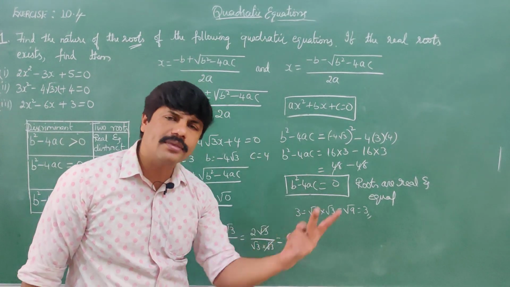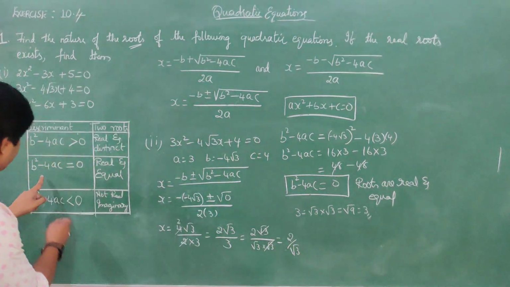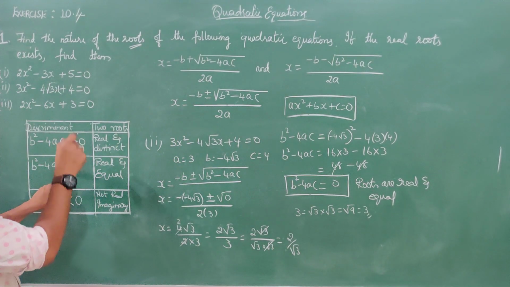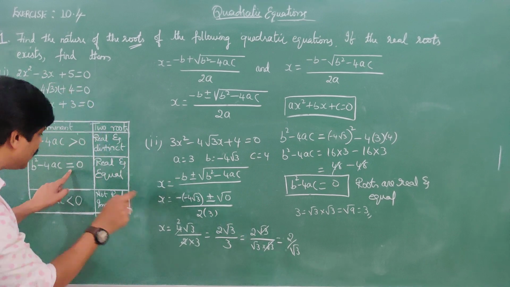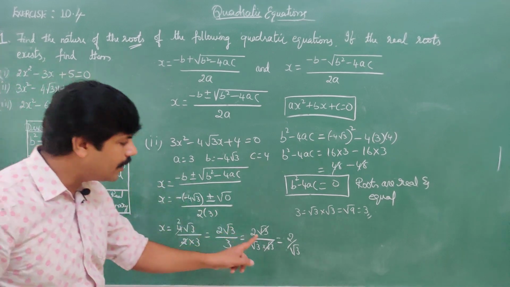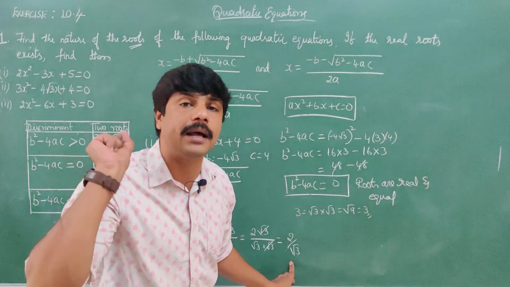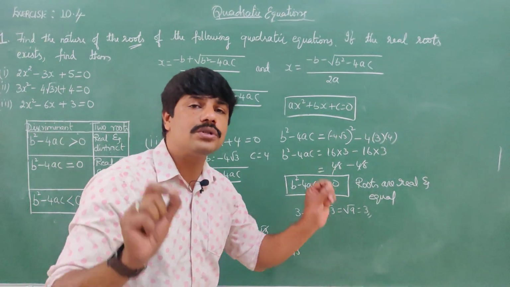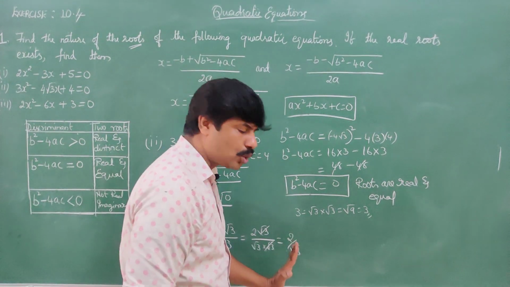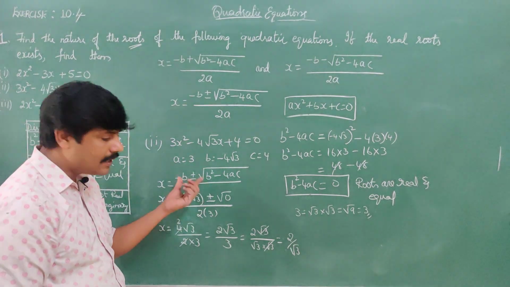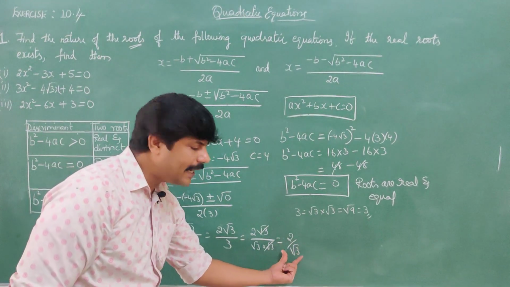That means both the roots are equal. What is the condition here? b square minus 4ac equals 0. If b square minus 4ac is equal to 0, then the roots are real. 2 by root 3 is a real number. Therefore, we can say that roots are real. How many roots are there? 2 roots, because both the equations are there here. Understand? 2 numbers here, 2 by root 3.